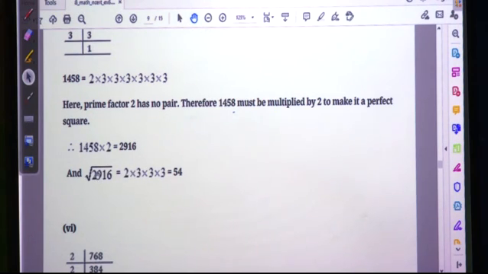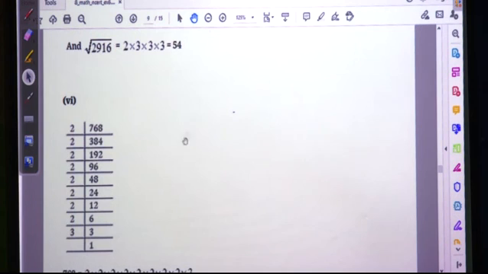Square root of 2916: 1 2 we are taking because we have made a pair by multiplying it by 2. So, 1 2 is in a pair. How many pairs of 3 are present? 3 pairs. So, 1 3 each we are getting from it, and the square root of 2916 is equal to 54. Let us proceed to the next sum.